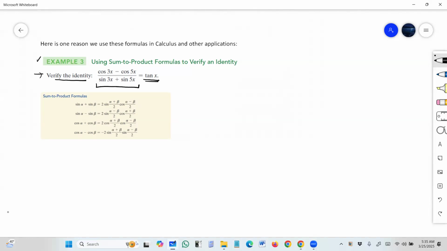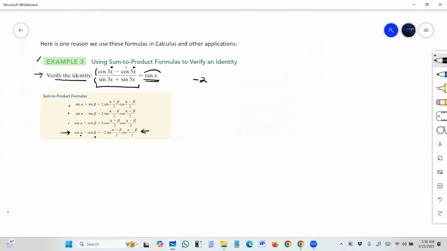So I am going to apply here, numerator and denominator, the sum to product formulas and see if we can simplify along the way. On the numerator, I have cosine 3x minus cosine 5x, which is the last formula. I'm not going to work on the right side, just on the left. My alpha would be my 3x, my beta would be my 5x for the numerator. So I'm going to apply this formula.